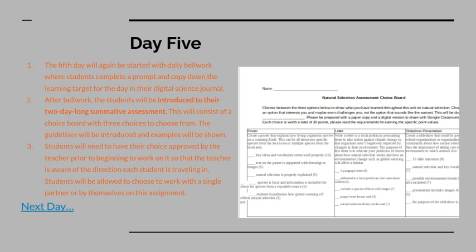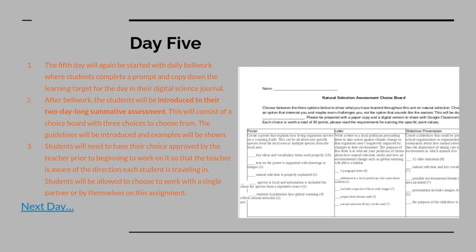The 5th day, again, we'll start with bell work. The 5th day is when we're going to start our 2-day long summative assessment. My class loves to do choice board assignments. I think everyone learns differently. In science class, it's really hard to express your knowledge in one set way.